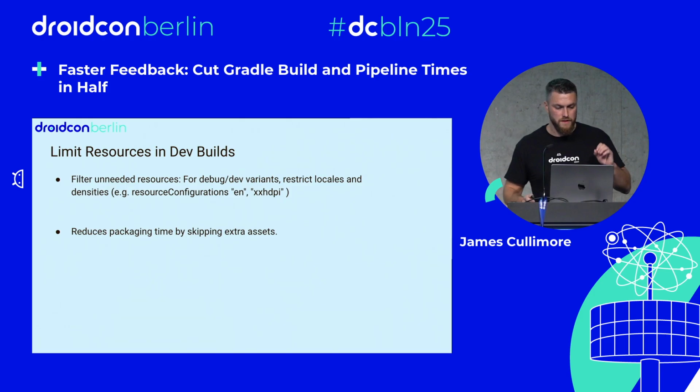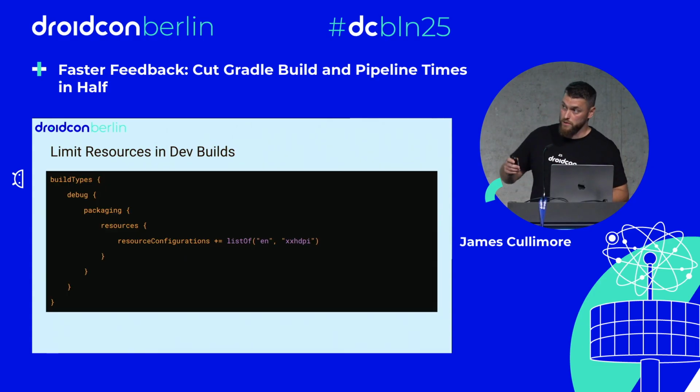If you want your debug builds' packaging time minimized, restrict locales and resource configurations. This reduces packaging time, especially when you always test on the same devices or emulators. When your app has loads of images and language support, you don't need all of them in every single debug build. This can shrink your APK and AAB and speed up packaging by a lot. That'll look something like this.